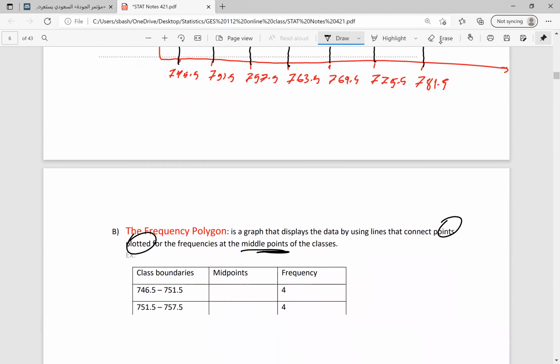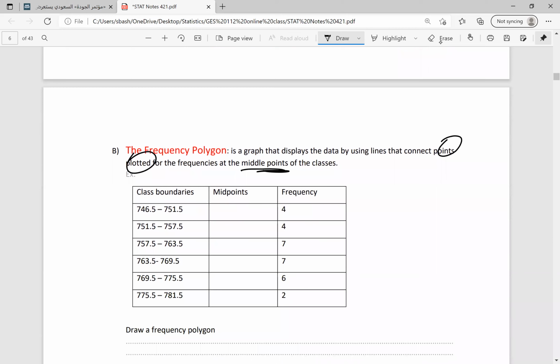For example, in this example, which is the frequencies just taken from the last example, we need to draw a frequency polygon. In the last example, we graphed the histogram. Now, I'm going to use the same example, but to graph a frequency polygon. For the frequency polygon, we have to find the midpoint for each class.